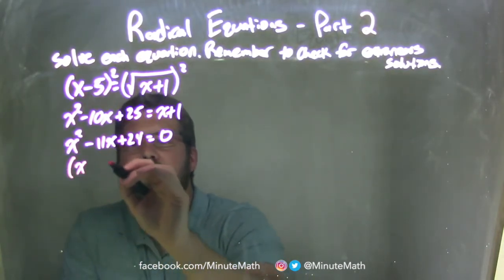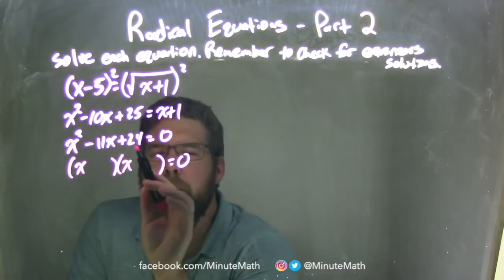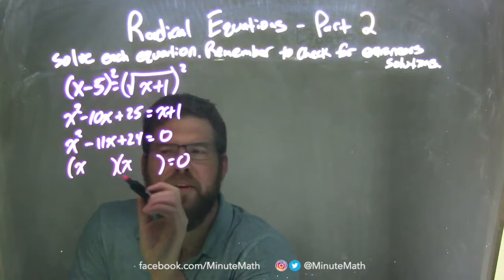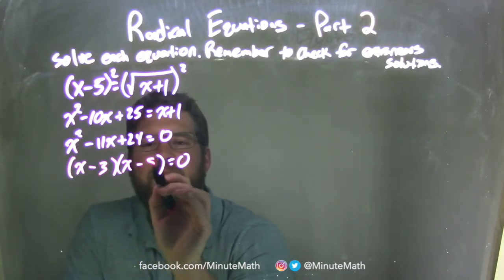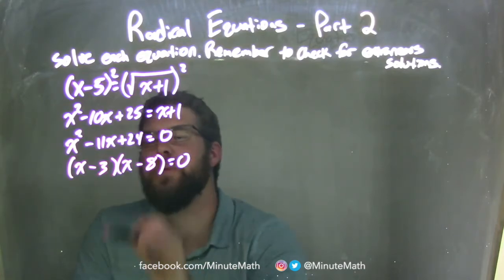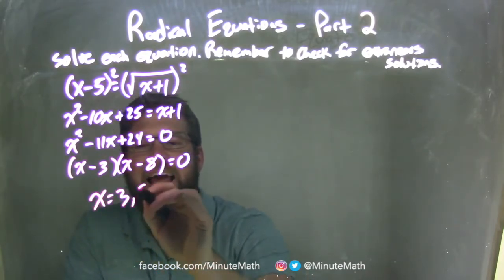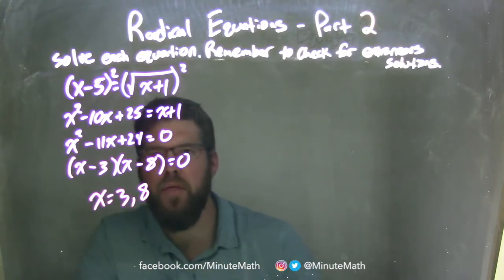So we have x squared minus 11x plus 24 equals 0. Positive 24, negative 11, I'm thinking minus 3 and minus 8, right? Negative 3 times negative 8 is a positive 24. They add together to be a negative 11. Fantastic. So our two solutions here are 3 and 8. So we need to check both of them here.